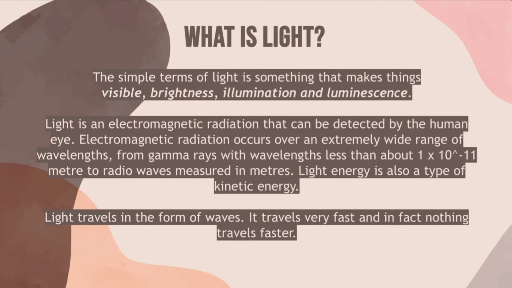The electromagnetic radiation occurs over an extremely wide range of wavelengths, from gamma rays with wavelengths less than about 1 times 10 to the power of negative 11 meters to radio waves measured in meters.